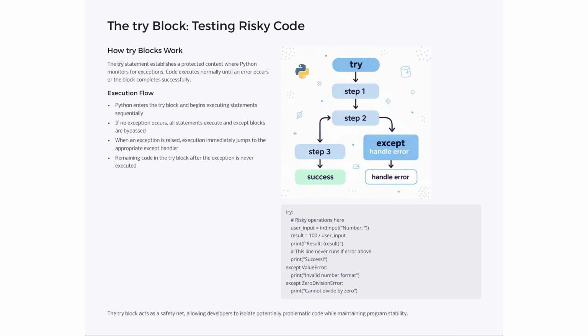The try block in Python is crucial for handling risky code. It creates a protected environment where Python monitors for exceptions. If no error occurs, all statements execute normally. However, if an exception arises, execution jumps to the corresponding except block, bypassing remaining try block code. This mechanism ensures program stability by isolating problematic code.